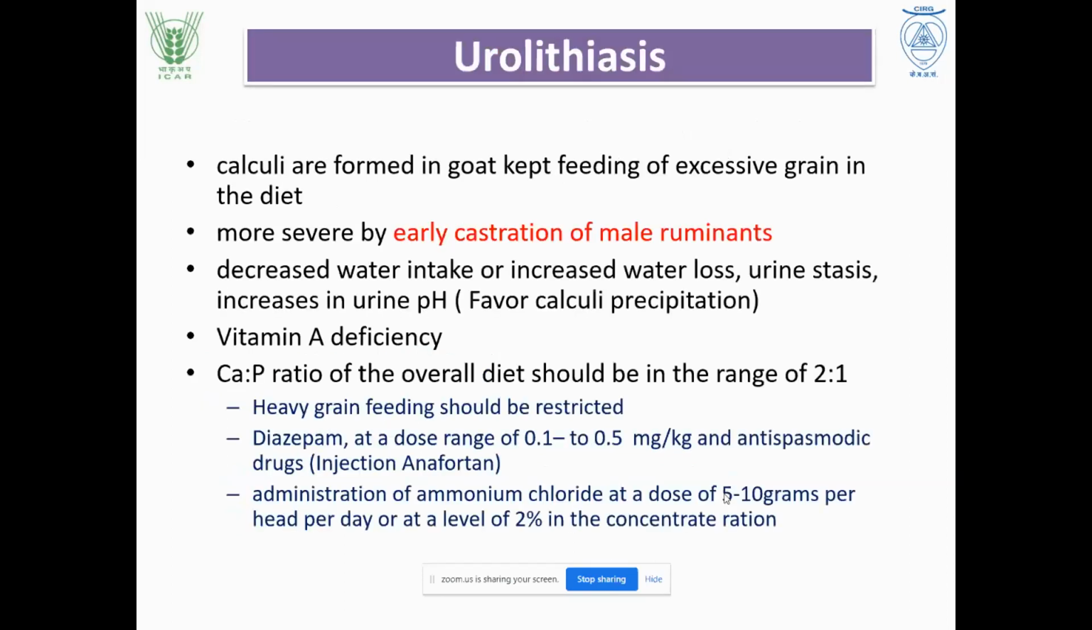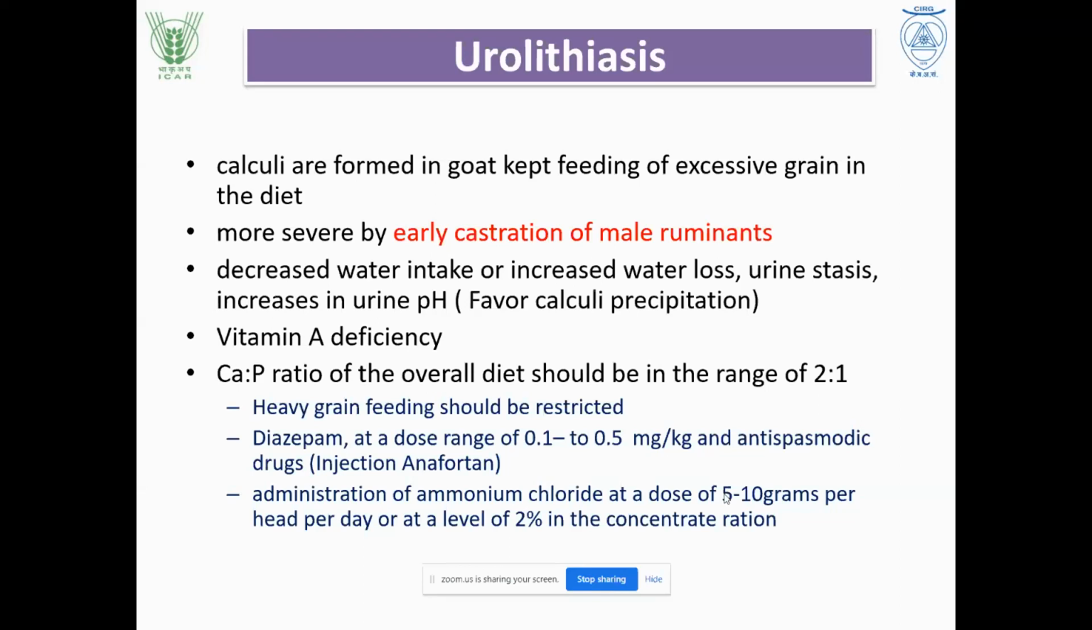In the growing stage, especially in younger animals of 3 to 4 months, when the animal is given excess grain, the animal has a risk of developing uroliths in the urinary tract system. This is very common in castrated animals. Because of the urolithiasis, there is a problem in urination. There is urinary stasis. And there are other risk factors that promote urolithiasis, like vitamin A deficiency and a disturbed ratio of calcium and phosphorus.